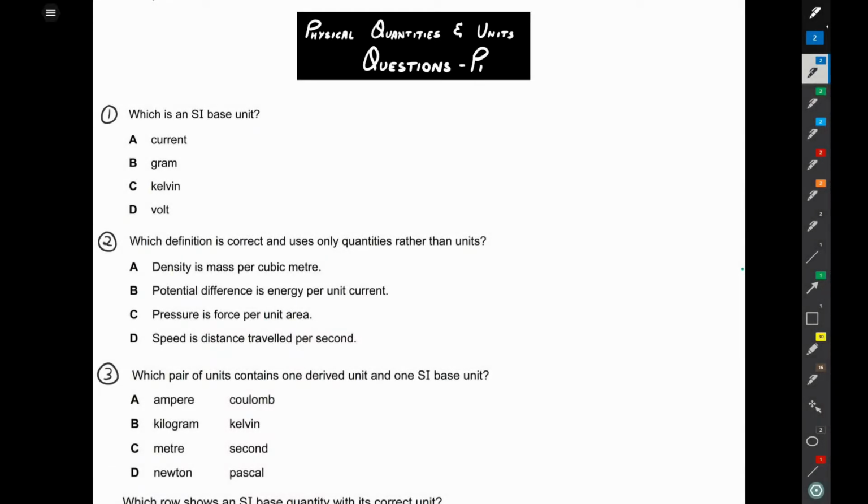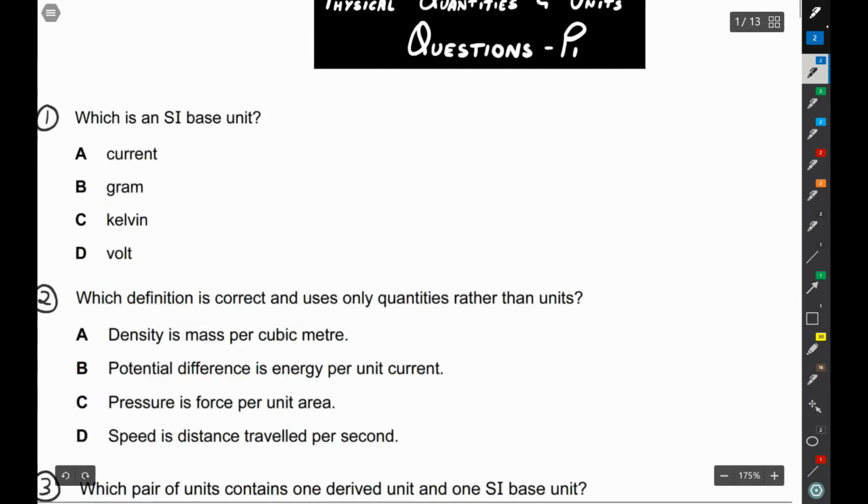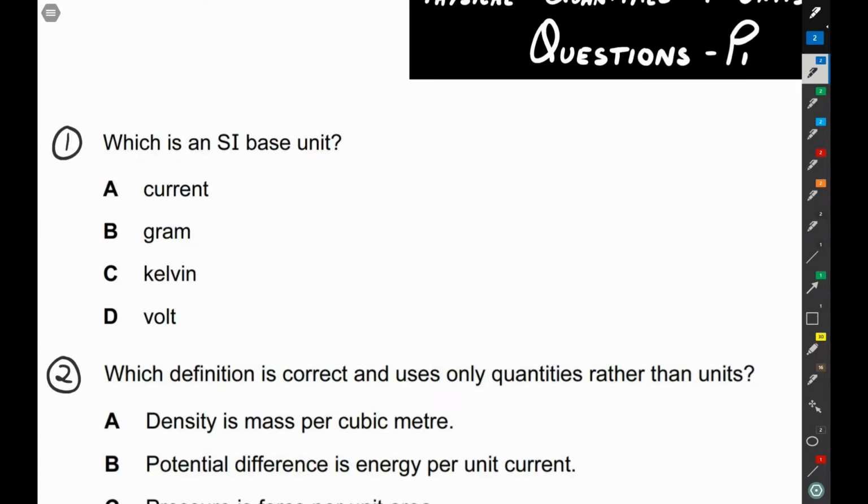Okay, so in this video we're going to be looking at some paper 1 questions for the first topic, that is physical quantities and units. So let's begin. The first question is, which is an SI based unit? Now the first option says current. Current is a physical quantity, not a unit, so this is wrong.